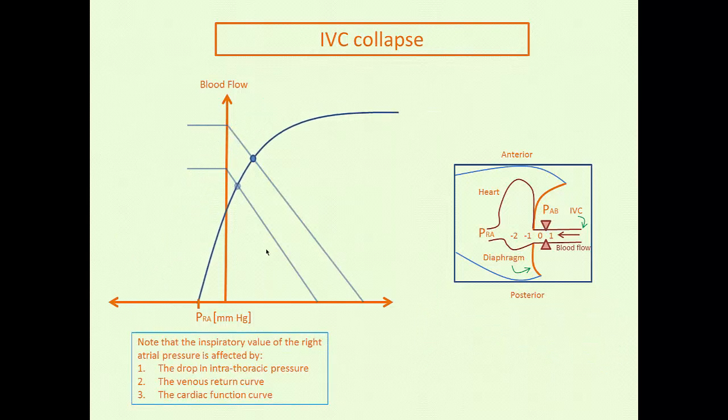Okay, so as I mentioned, note that the inspiratory value of the right atrial pressure is affected by primarily these 3 things: the degree of drop in intrathoracic pressure, and again, that's going to be determined by your pulmonary elastic properties, your pulmonary airway resistive properties, okay? The change in the venous return curve, and again, that venous return curve is affected by multiple variables, one of which is your volume status, okay? And the cardiac function curve itself, determined by multiple variables, one of which being your volume responsiveness, but it's impossible to predict.